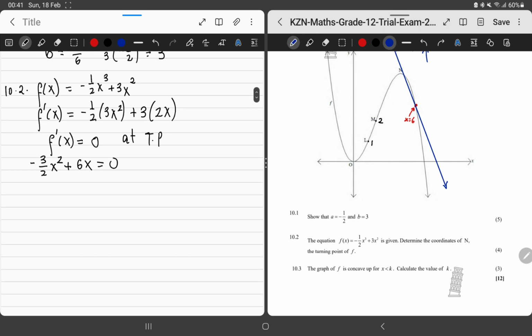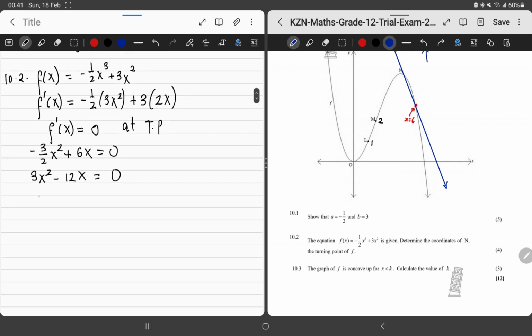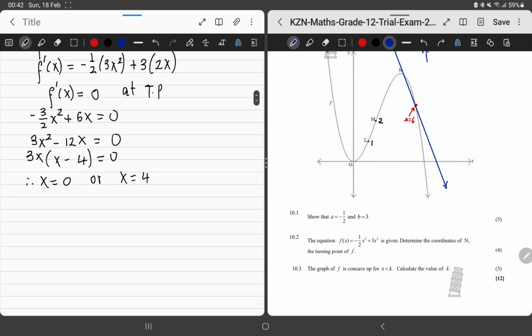And then I'm just going to multiply everything by negative 2. Then I'm going to have 3x squared minus 12x, which is equal to 0. I'm going to take out a common factor of 3x. x minus 4, which is equal to 0. Therefore, x should be equal to 0, or x should be equal to 4. The value of x at N should be 4.